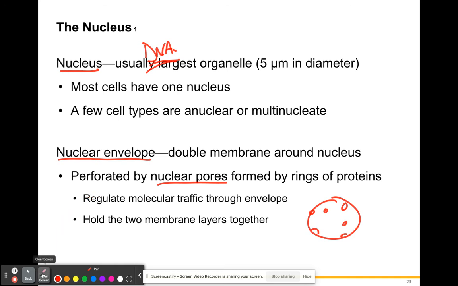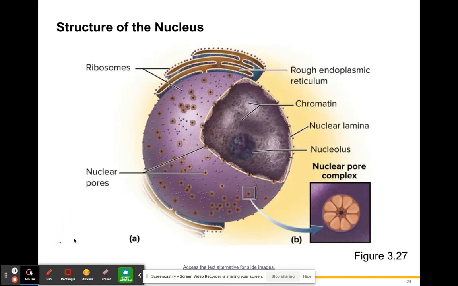Depending on what's being done in the actual cell. Okay, so here's a picture of the nucleus. This big purple ball is the nucleus. They've cut it open here so you can see inside of it, and we'll talk about what's inside of it in a minute. But the purple ball is the nucleus.